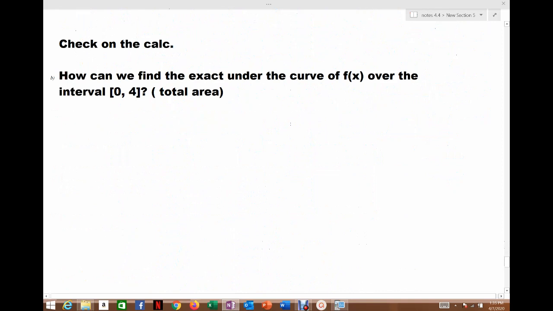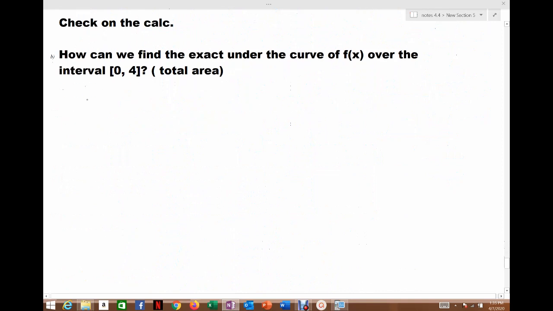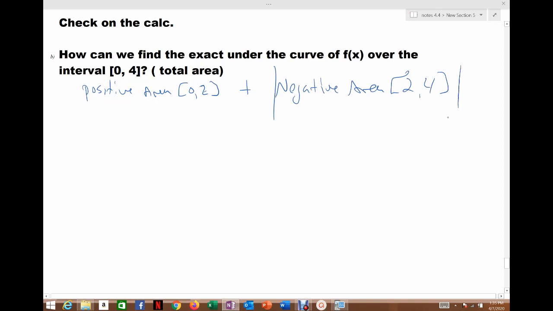Alright, so how can we find the exact area? Well, I'm going to find my positive area, which is from 0 to 2, and then add to that the negative, or the area below, which goes from 2 to 4, and I'm going to take the absolute value of that. So we're going to integrate from 0 to 2 of my function 4 minus x squared. Add to that, integrating 2 to 4, and I know this one should come out negative.